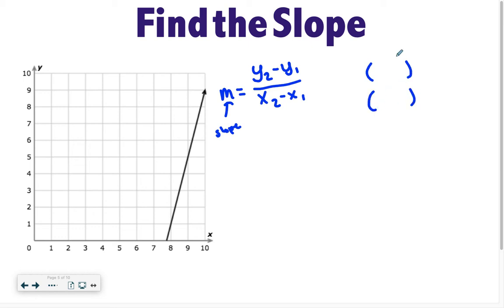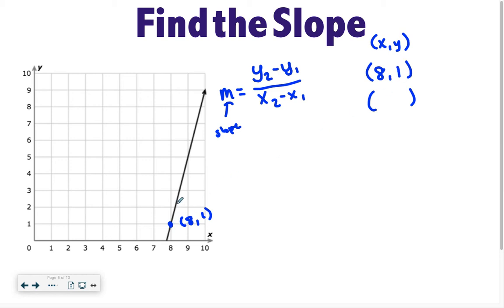So I need my x comma y for two different points. If I look, where it hits 0 isn't a nice number, right? It's not on 7, it's not on 8. But this is a nice number. I go right 8, and I go up 1. So one of my ordered pairs can be 8, 1.